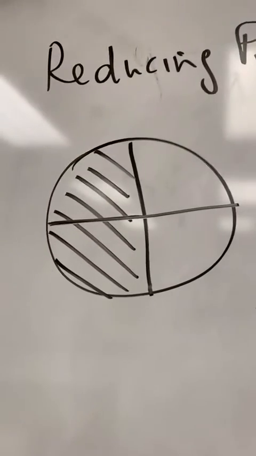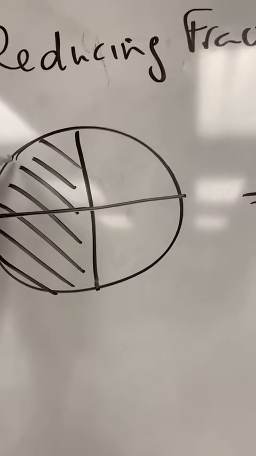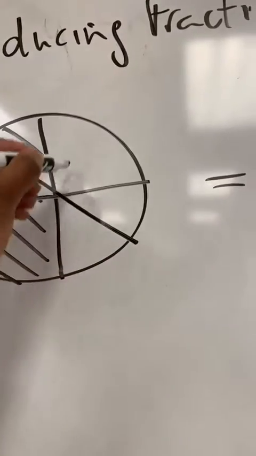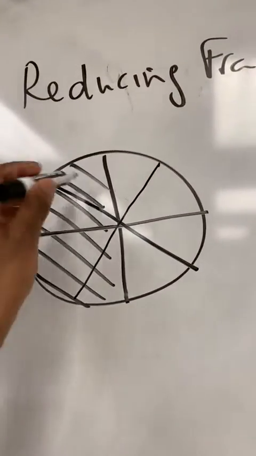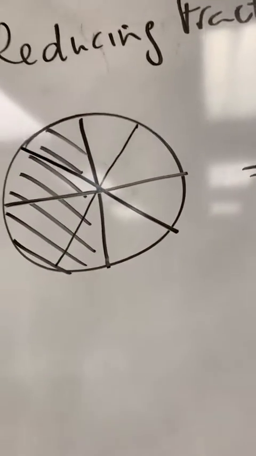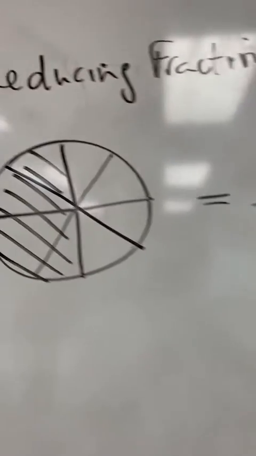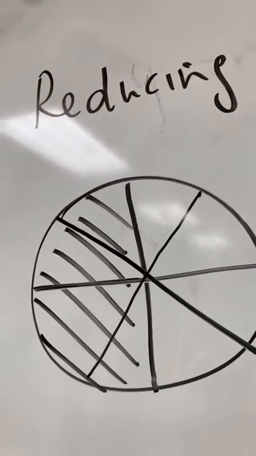What if I decide to cut this again? So say for instance, I cut these in half again. So I slice one that way, then another one that way. Now what am I looking at? 1, 2, 3, 4, 5, 6, 7, 8. Now I'm looking at 8 with 4 of them being shaded. So you got to follow me now. Now I got 4 out of 8.